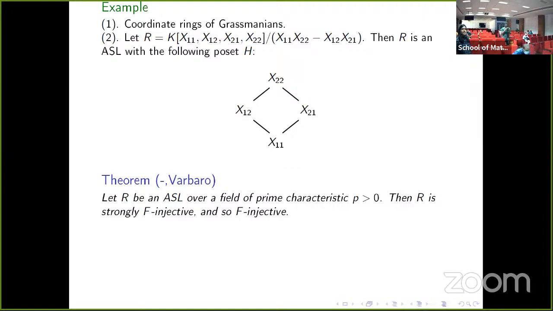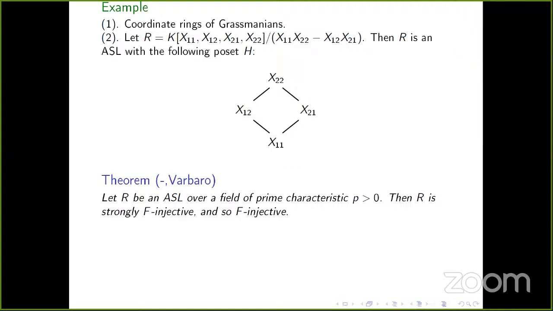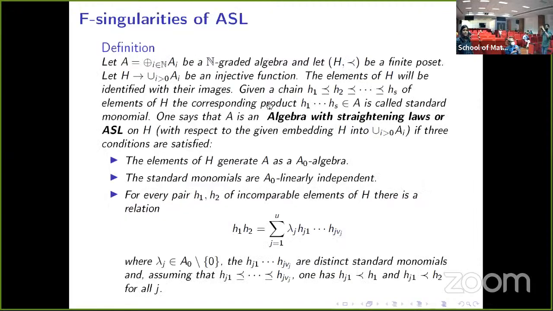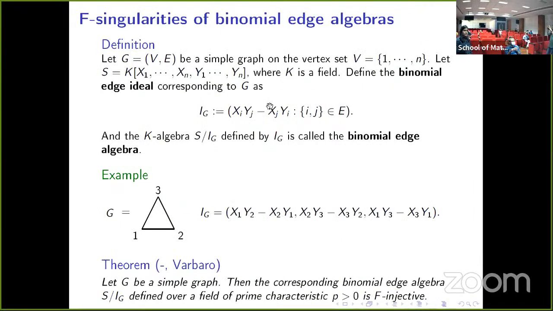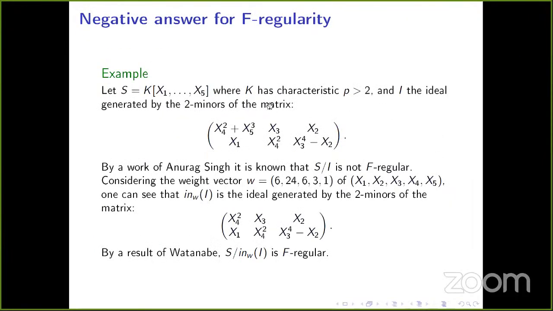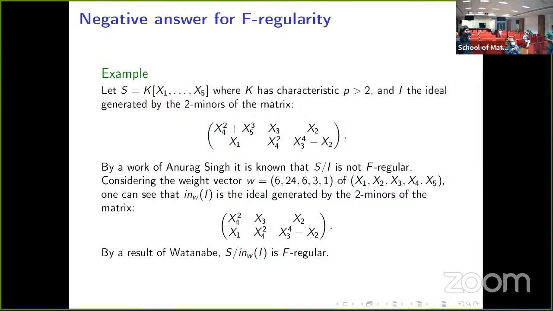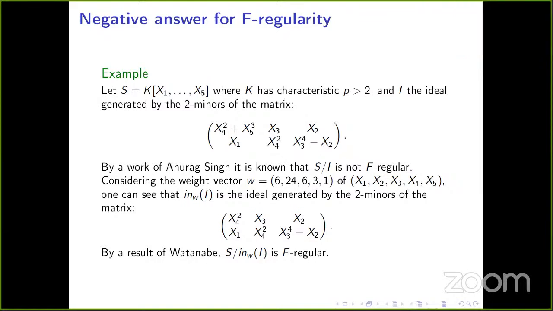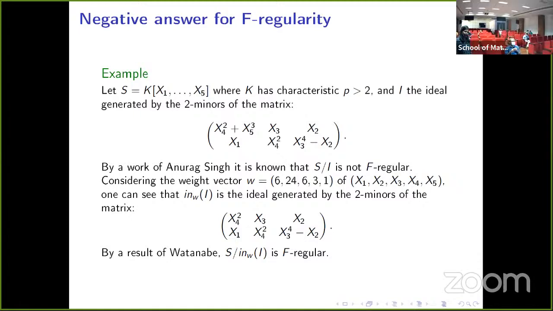Hello, am I audible? Yes. Could you please go back to the slide where you prove the non-F-regular case? Here. So the initial ideal here is not square free, right? No, the initial ideal is the 2 by 2 minor, so it is not monomial actually. It is not even a monomial ideal.